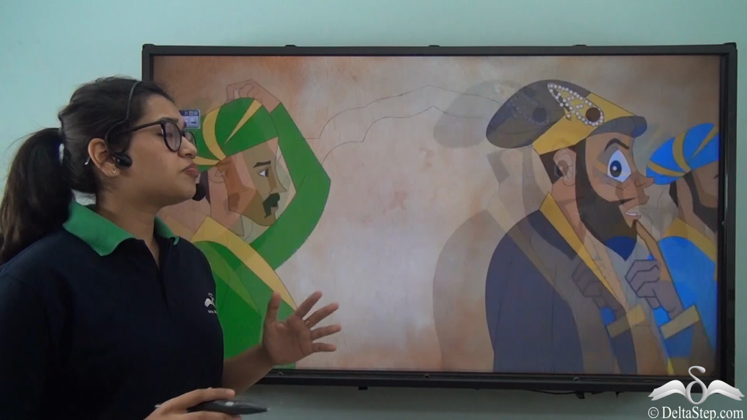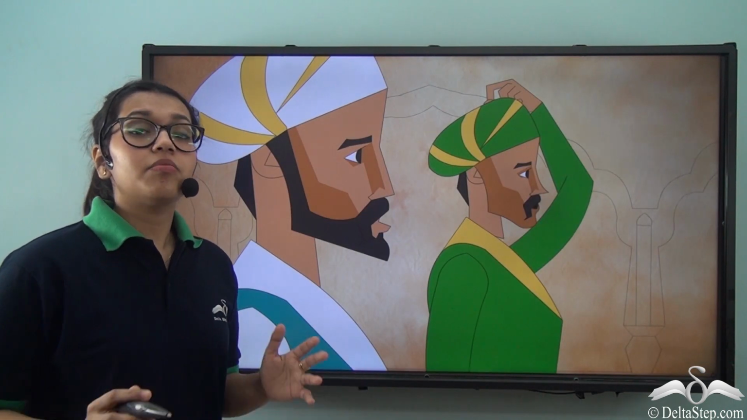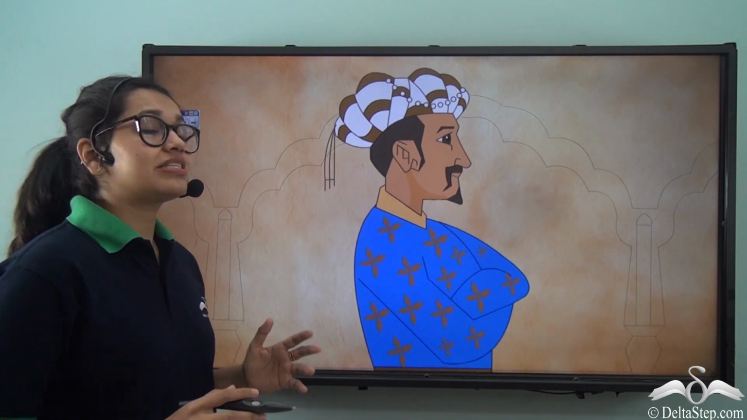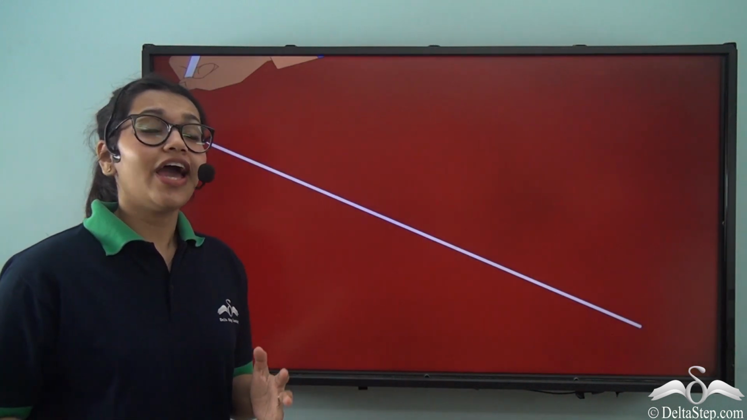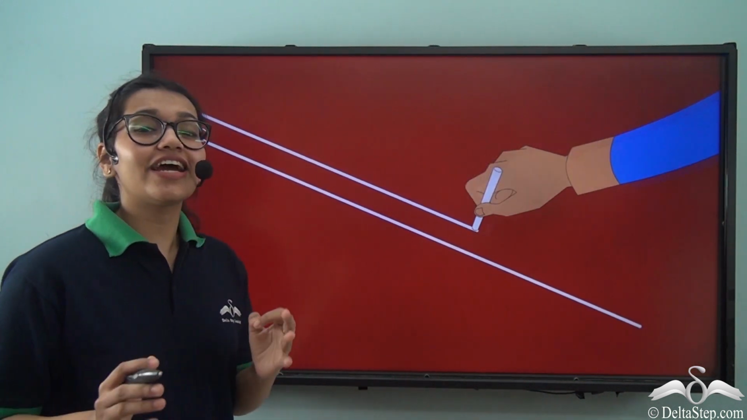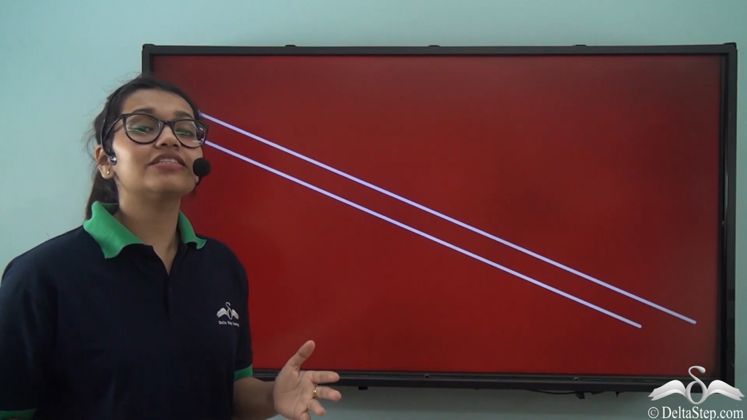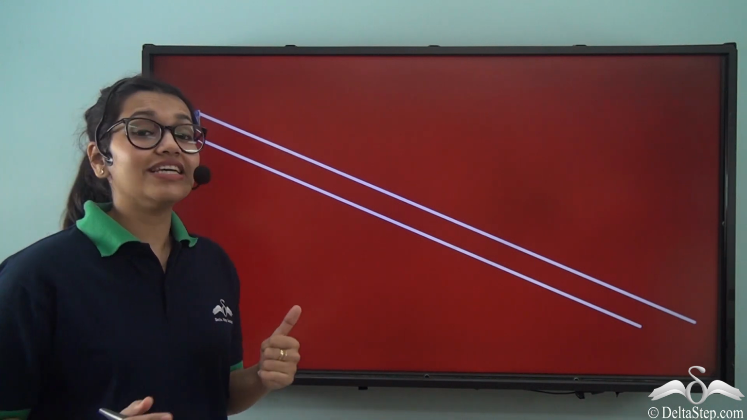Well, all of the people were really confused. But Birbal came up and said, yes, I can do this. So Akbar said, prove it to me then. So you know what Birbal did? Well, he took a chalk and he drew a bigger line right next to Akbar's line. And he said, now look at your line. Isn't it shorter?